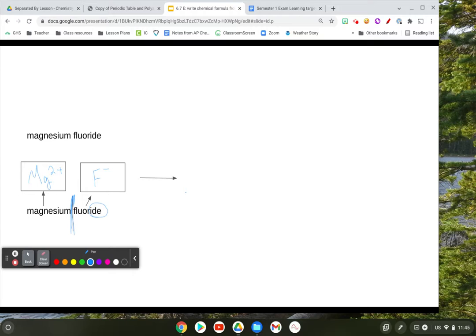Now, all ionic compounds need to have charges balanced out. I need to have the same number of positives as I have negatives. Looking at this, I don't have the same number. I have 2 positives and 1 negative. So in order to get these to balance out, I am going to need another negative charge. Now when I look at my charges, I know that the positive and the negatives balance out. So this is telling me that I need 1 magnesium and 2 fluorine. The way I write that is MgF2. So this 2 is telling me that I need 2 of them.